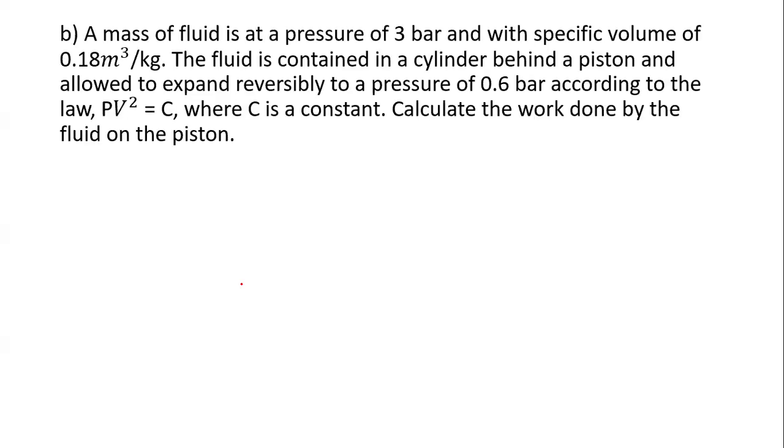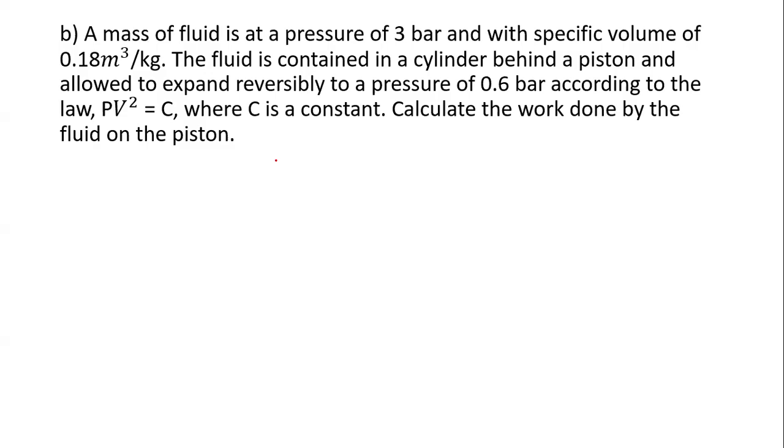So here's our question, says a mass of fluid, pressure 3 bar with specific volume 0.18 cubic meters per kg. Then we're told the fluid is contained in a cylinder behind the piston and allowed to expand reversibly to a pressure of 0.6 bar according to the law PV power 2 equals C, where C is constant. Calculate work done by the fluid on the piston.